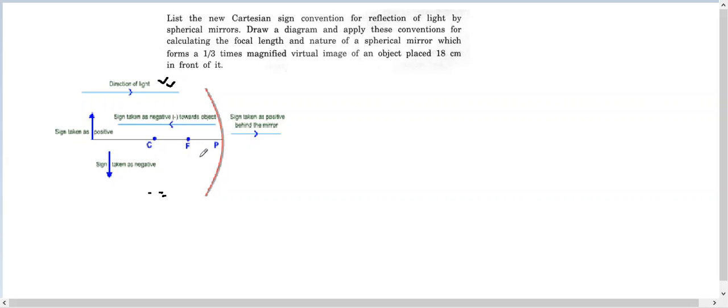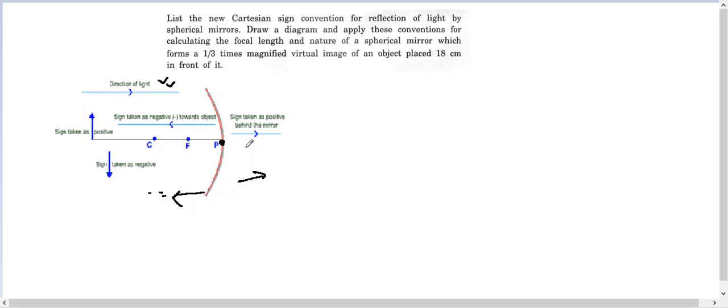All the distances parallel to the principal axis are measured from the pole of the mirror. So we consider this pole to be the origin. All the distances which are measured to the right of the origin are taken as positive, whereas those measured to the left of the origin are taken as negative.